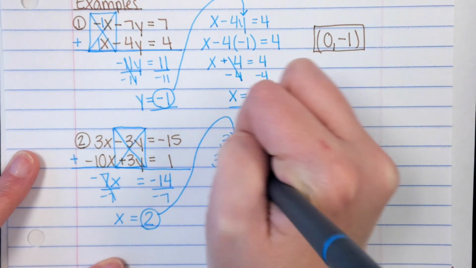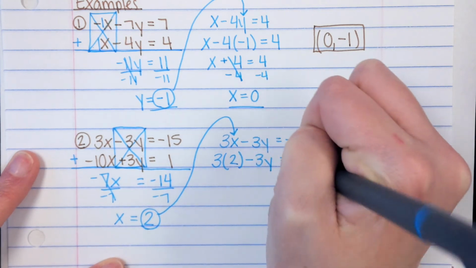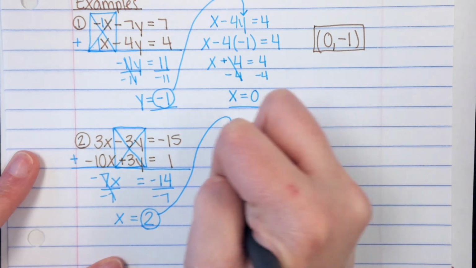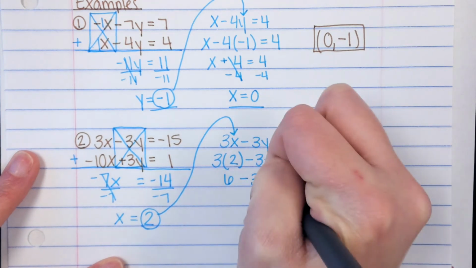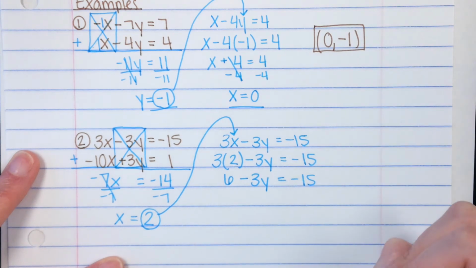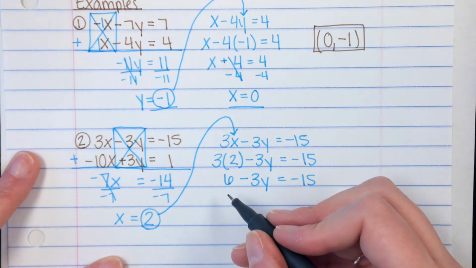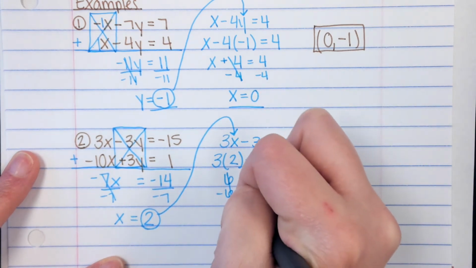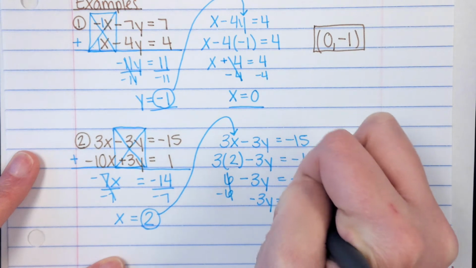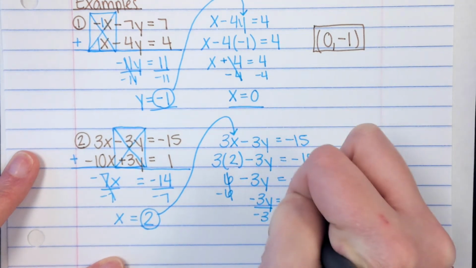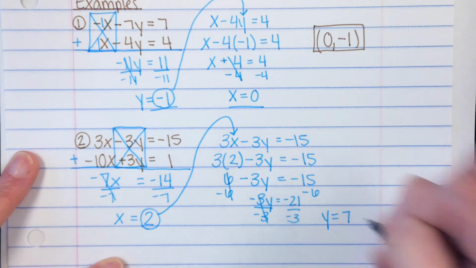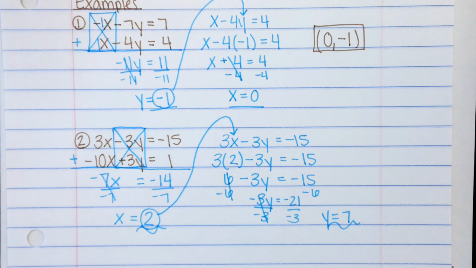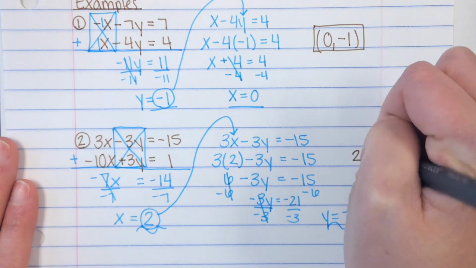So 3 times 2 minus 3y equals negative 15. Now we can simplify. 3 times 2 is 6, minus 3y equals negative 15. Now it's a two-step. So what do I do? Subtract 6, and I get negative 3y equals negative 21. Divide by negative 3, and I get y equals 7. Okay, so now I have an x and I have a y. I can make my final answer. That's (2, 7).